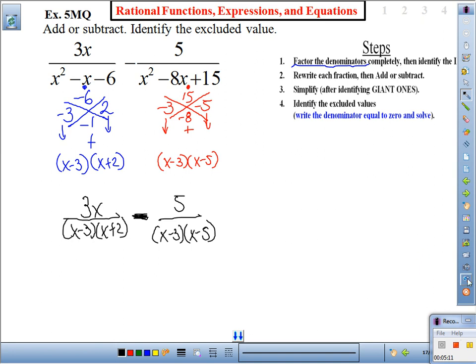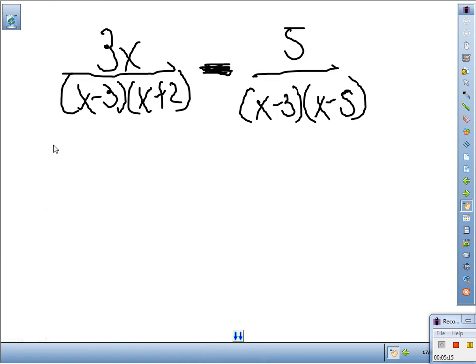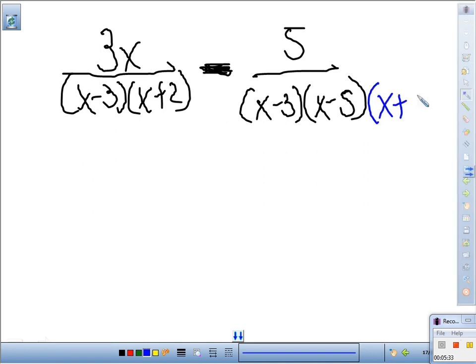So, question, let me zoom in now. Do we have a common denominator now? Can you see it a little more clearly? No, but it's close. So question, what does this one need from over here that it doesn't have? x plus 2, is that correct? So I need to multiply this side times x plus 2. And whatever I do to the denominator, I do to the numerator.